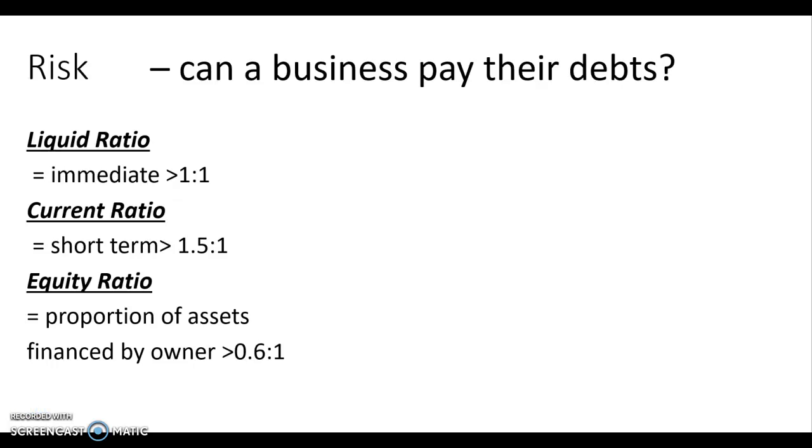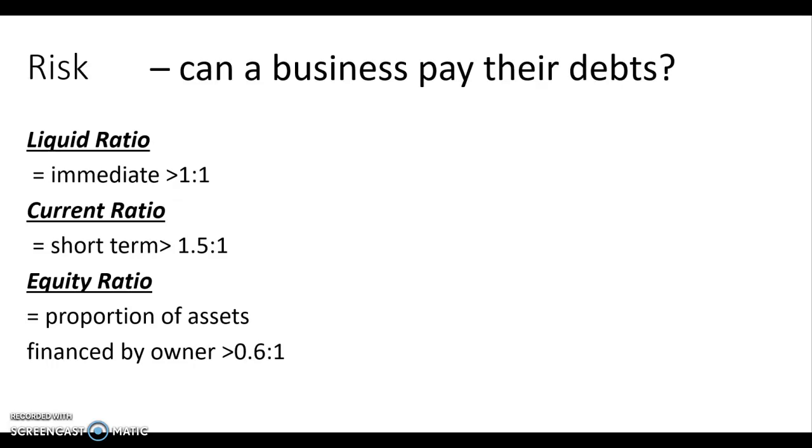Revision 13 is all about risk. This looks at the balance sheet and is question 3 of the interpret paper. The first part of risk is liquid ratio. It asks the question, can the business pay their debts in the 0 to 3 months or immediate term? We want that to be over 1 to 1.